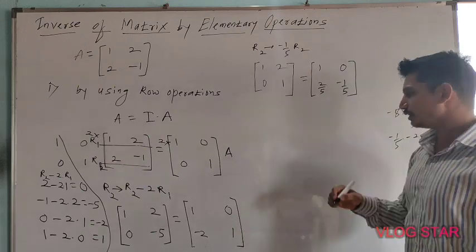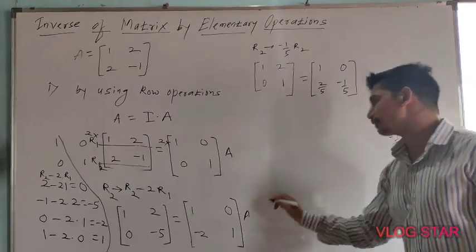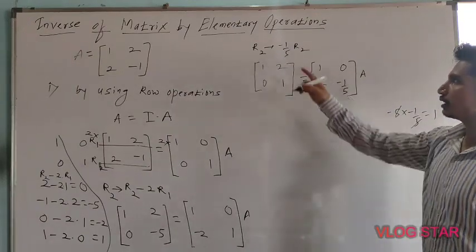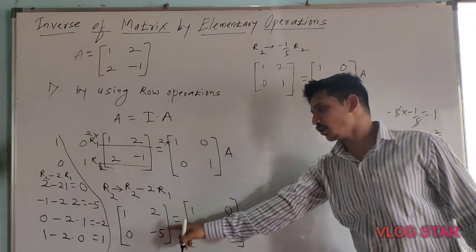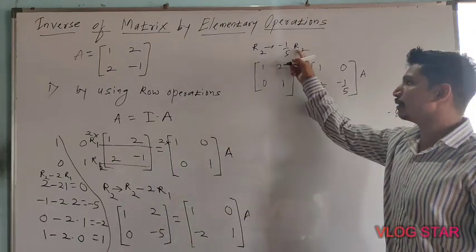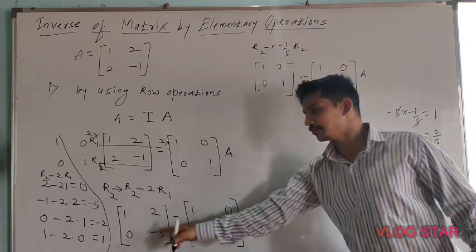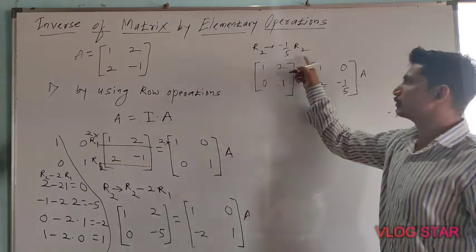Okay, now here A is this, and here also A is this. This operation I apply to this matrix also, and this operation I apply to this matrix also. I am multiplying row 2 by minus 1 by 5.